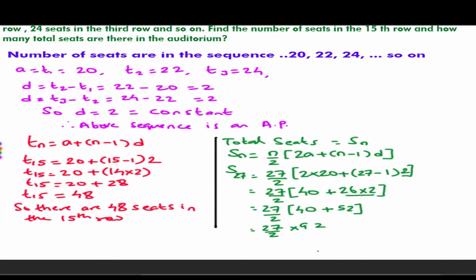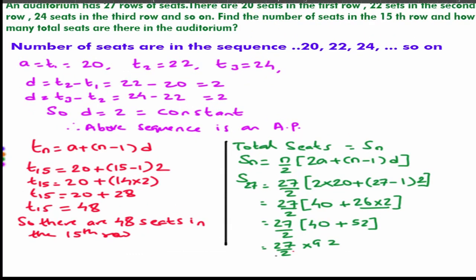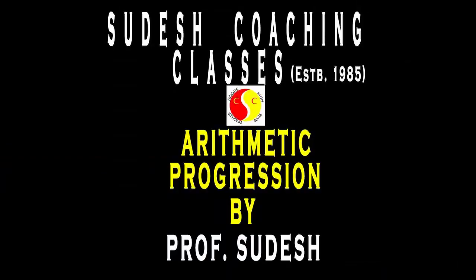And what is half of 92? It will give us 46. Now 27 into 46 will give us 1242. So in all there are 1242 seats in the auditorium.